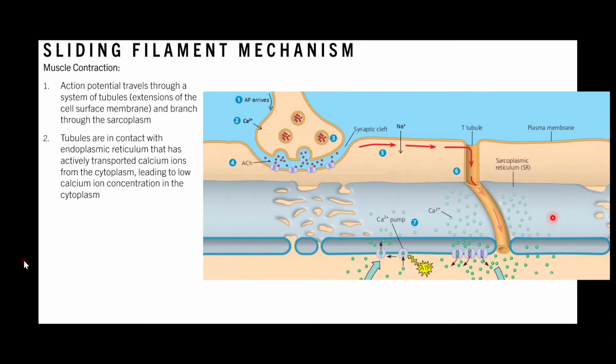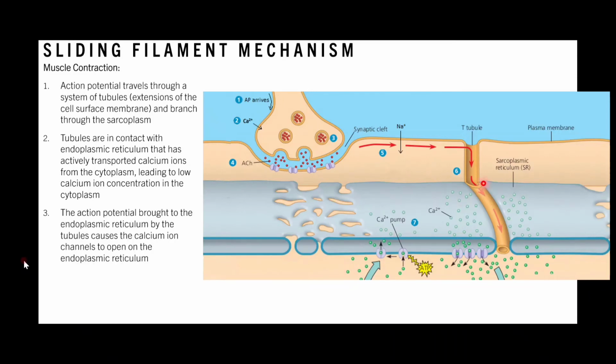And this sarcoplasmic reticulum, before any of this depolarization and action potential, has previously been actively transporting calcium ions from our sarcoplasm into the sarcoplasmic reticulum, causing a very low calcium ion concentration in our sarcoplasm. And so, when an action potential travels through this system of tubules and meets our sarcoplasmic reticulum, this action potential causes the calcium ion channels to open. And because these open, the calcium ions that have been actively transported into our sarcoplasmic reticulum can now diffuse out of the sarcoplasmic reticulum down this concentration gradient back into our sarcoplasm.